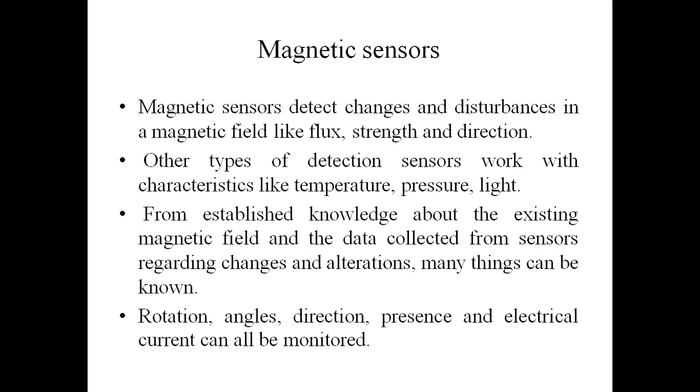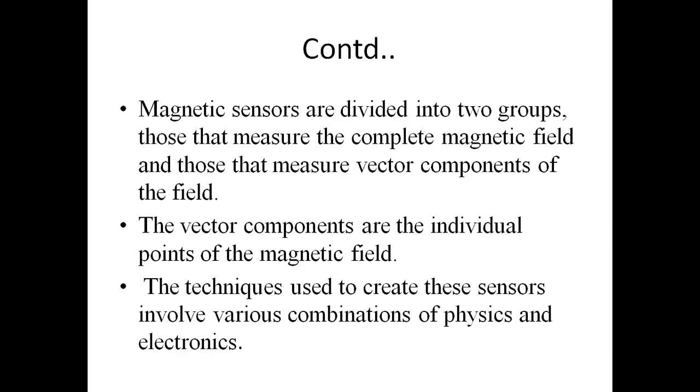The next thing we have to see is magnetic sensors. Magnetic sensors can detect changes and disturbances in the magnetic field, like flux, strength and direction, whereas other types of detection sensors work with characteristics like temperature, pressure and light. From the established knowledge about the existing magnetic field and the data collected from sensors regarding changes and alterations, many things can be known: rotations, angles, directions, presence, and electrical current can also be monitored.